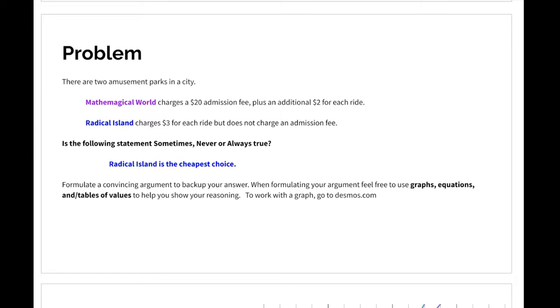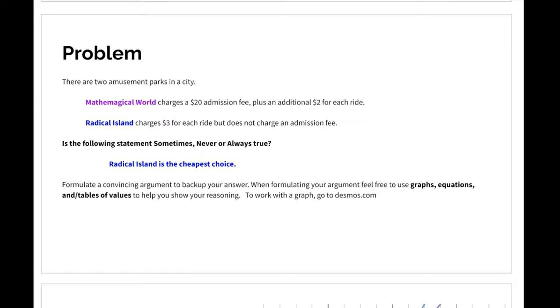Now, you might be able to take a look at the scenario and come up with an idea of what your answer is already, but we want to come up with a convincing argument to back up our answer. And when coming up with your argument, we are going to look at graphs, equations, and tables of values to help us show our reasoning. And to work with a graph, we can go to Desmos. So we can go to desmos.com and create the graph for us.